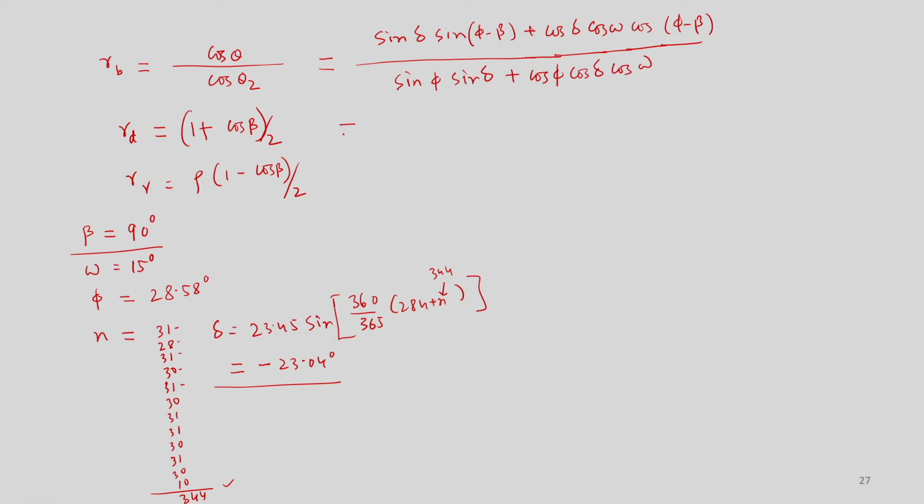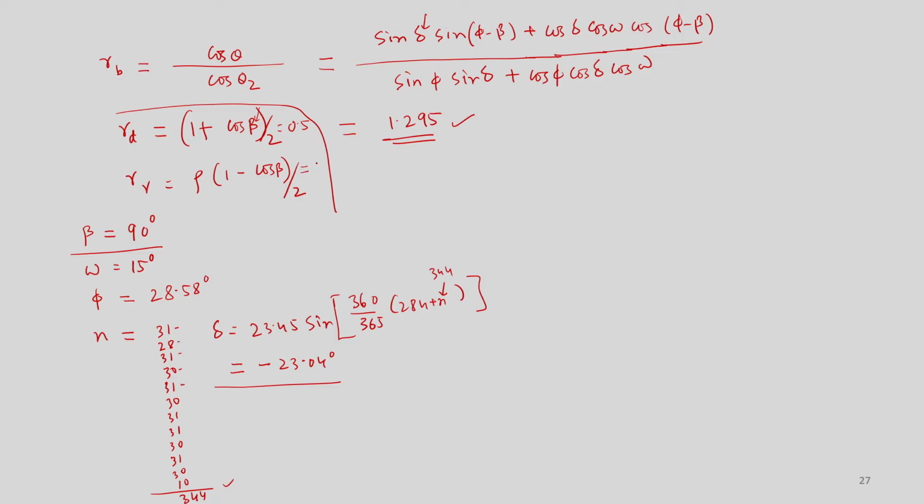If we substitute those values here, this RB value will be 1.295, because all values are known to us. Delta is minus 23.4, phi is 28.58, beta is 90. We can substitute and do the calculation, and this RB is found to be 1.295. And for RD, we substitute the value of beta, which is 90. Cos 90 is 0, so 1 by 2 will be 0.5.